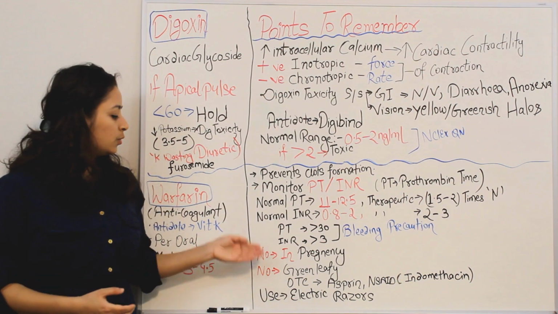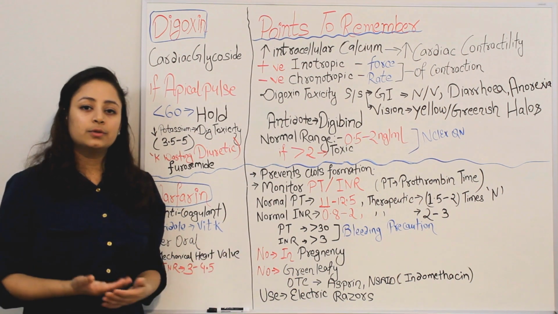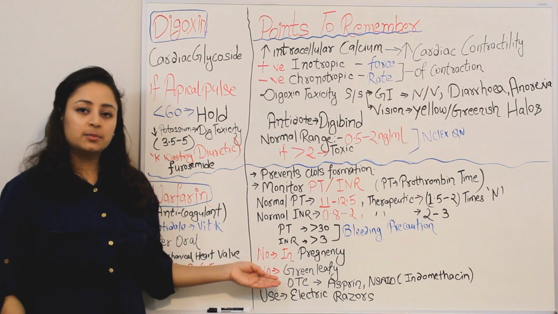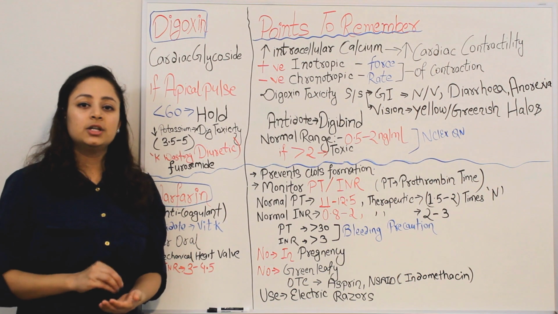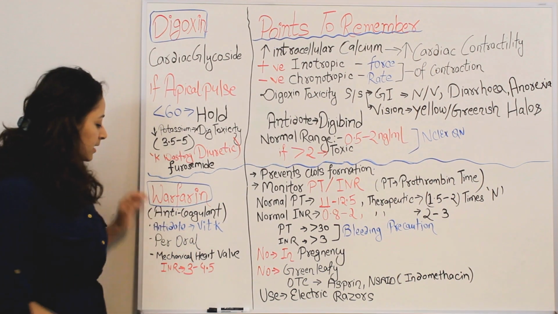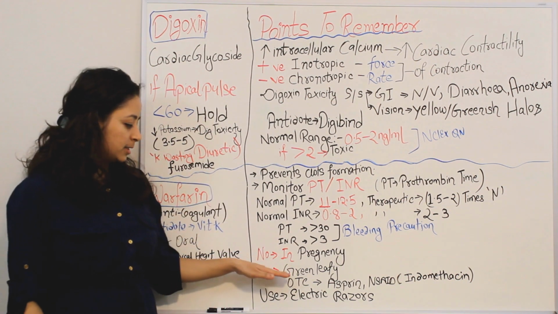And also no in pregnancy, which means it is contraindicated in pregnancy, but we know that we can give heparin in pregnancy. And no green leafy vegetables when the patient is on warfarin therapy, because we know that green leafy vegetables contain a huge amount of vitamin K, and vitamin K is the antidote for warfarin. So we cannot give green leafy vegetables.